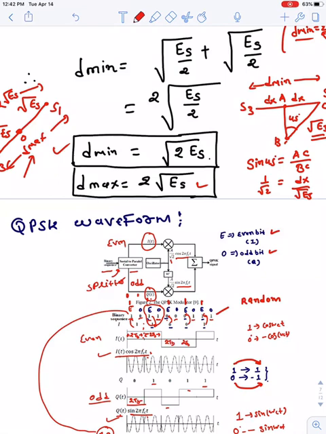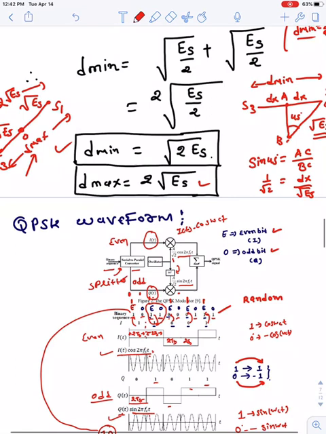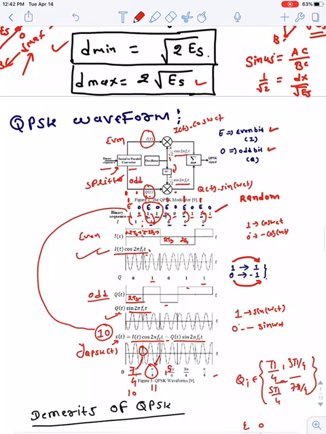We have one local oscillator which produces a cosine. It can be passed through a 90 degree phase shift, so it turns out to be sine omega ct, multiplied here with the Q of t. So here we are getting I of t cos omega ct, which is similar to this one. And here we are getting Q of t into sine omega ct, which is similar to this one. And then finally we are combining over here. So this part you need to understand. Okay.